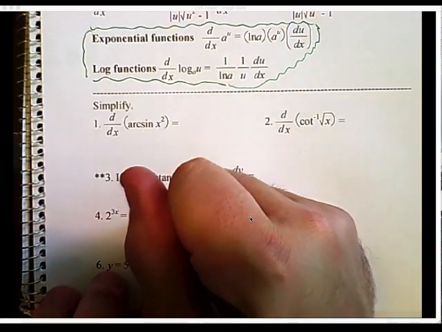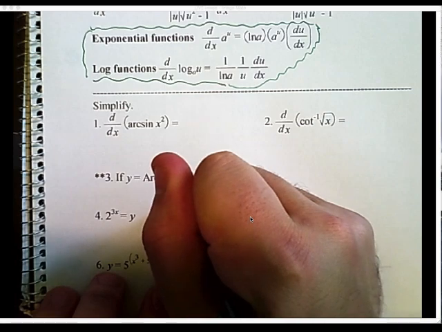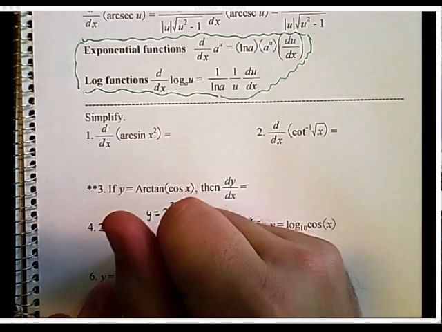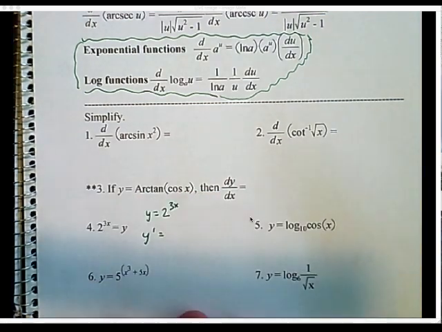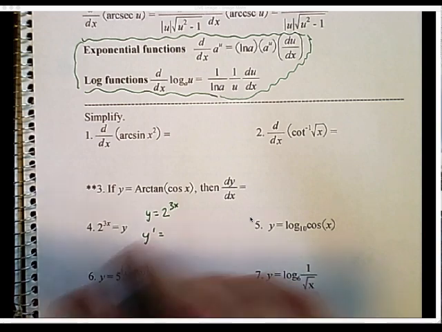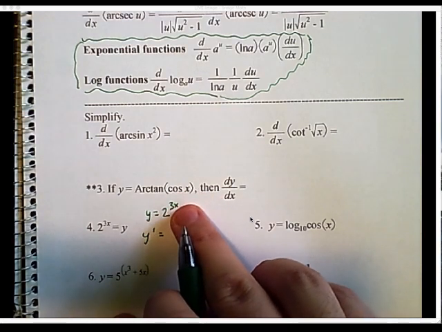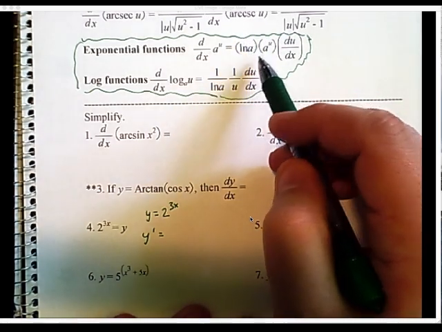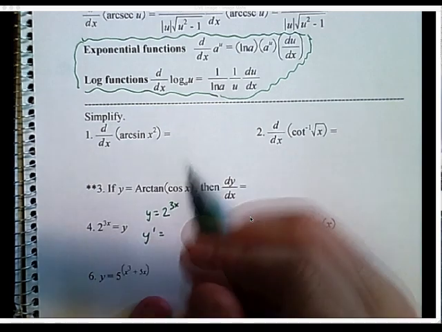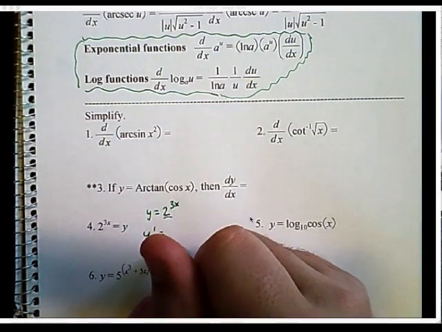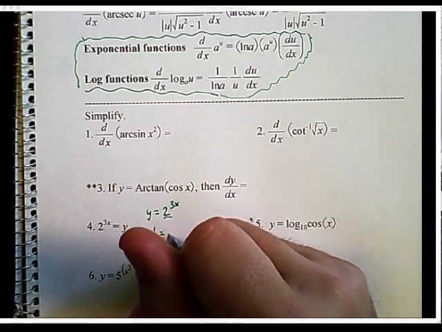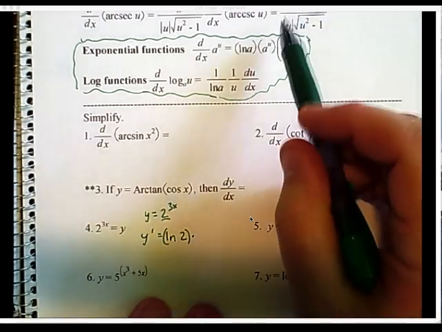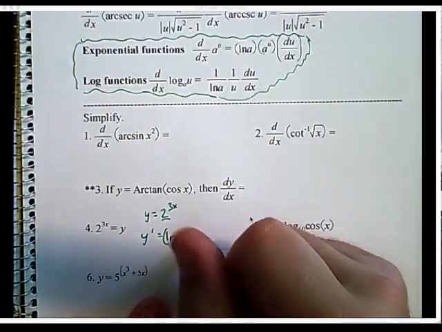So here, let's say y equals 2 raised to the 3x power. Okay. So if I want to find y prime, what I do is, this is an exponential function because the variable is in the exponent. I'm going to follow this model right here for exponential functions. It says ln of a. So this is the base. The base is considered a. So I'm going to take the ln of 2 times a to the u.